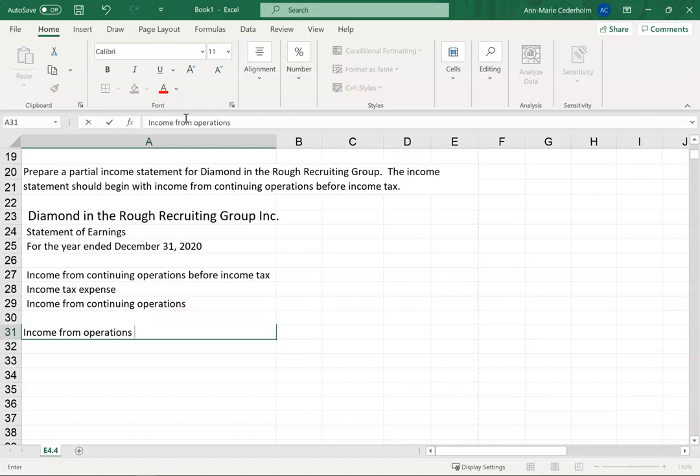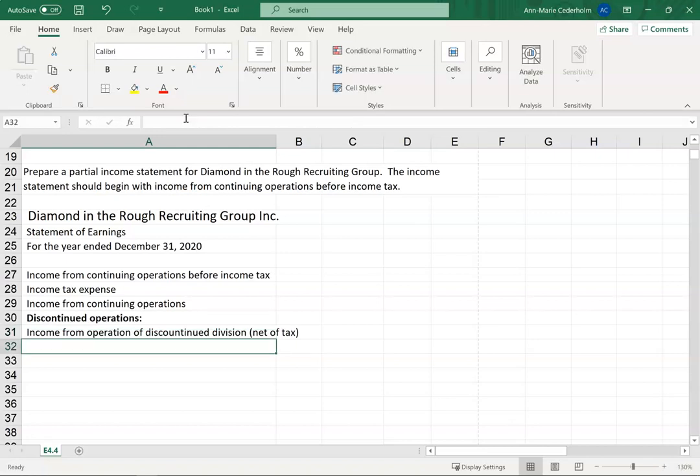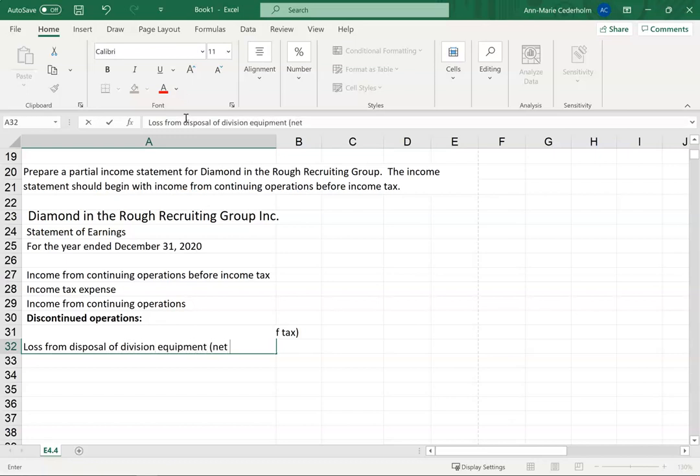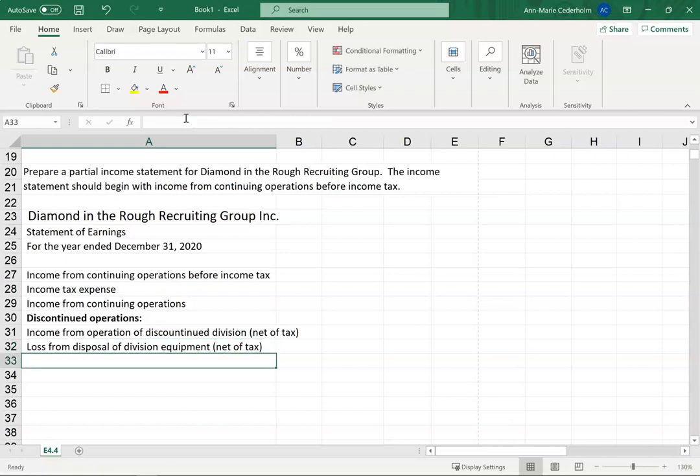and then you would have your net income or loss from the operations for the year. So we'll just say income from operation of discontinued division. And we always do that net of tax. And then if you disposed of any assets, we would record the loss or the gain down here as well. So loss from disposal of division equipment, net of tax. And then we will have our net income.